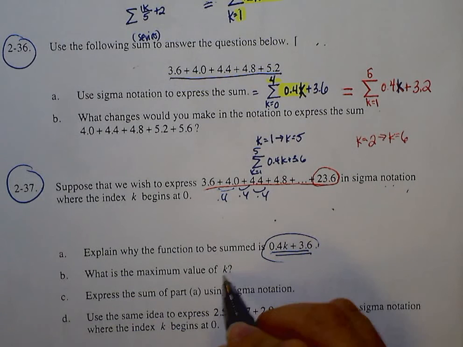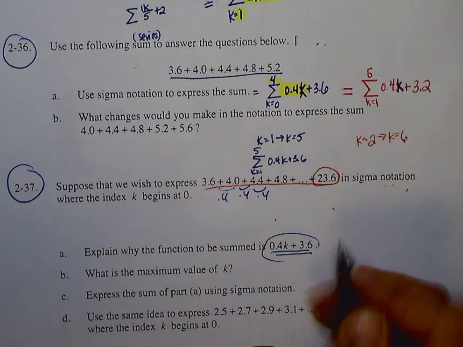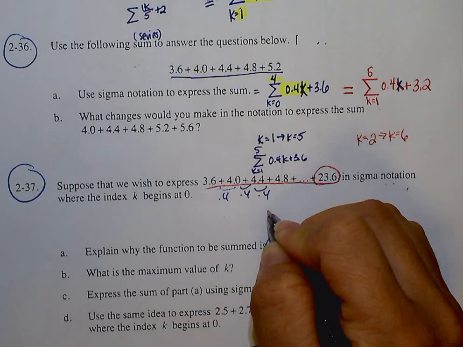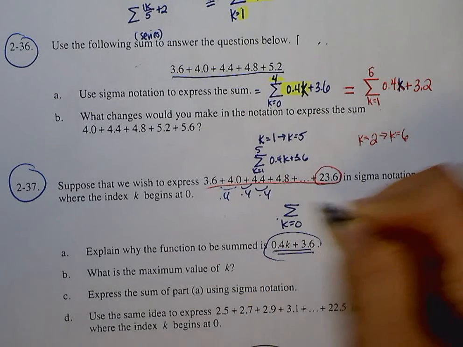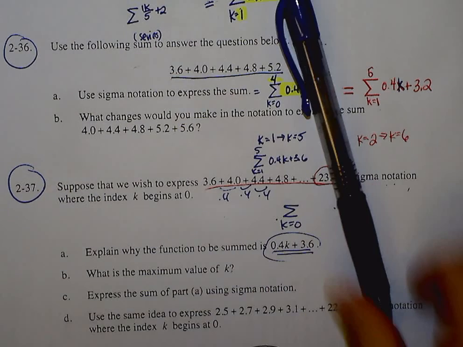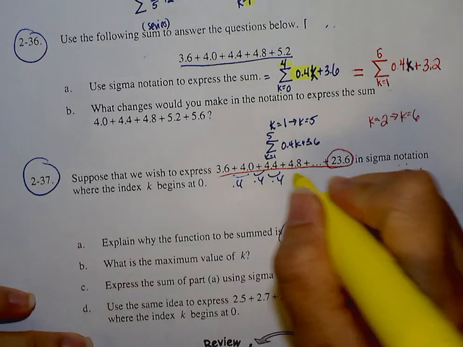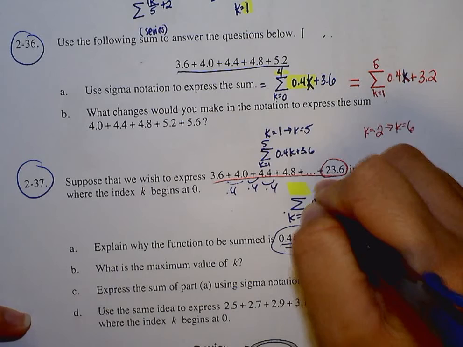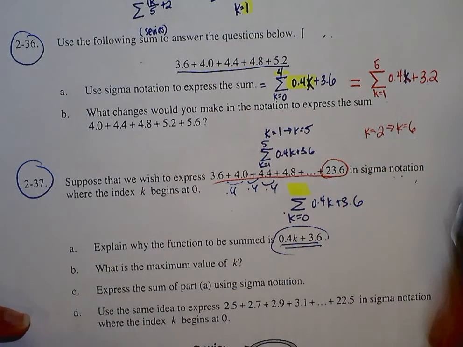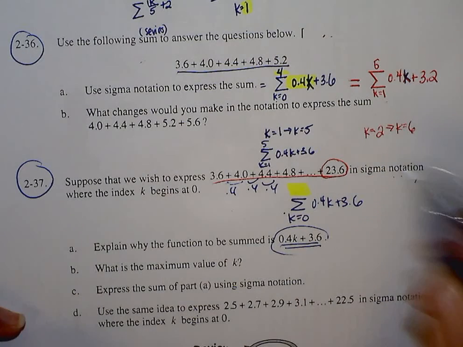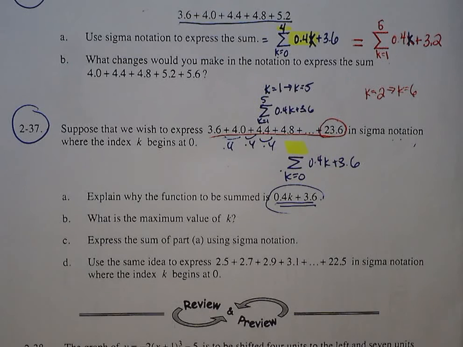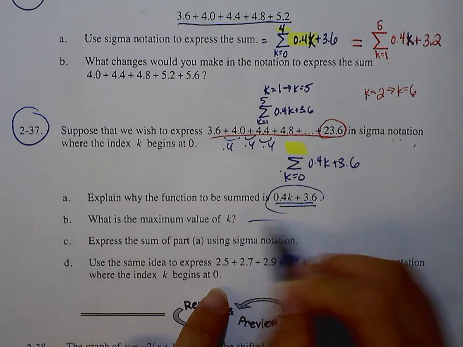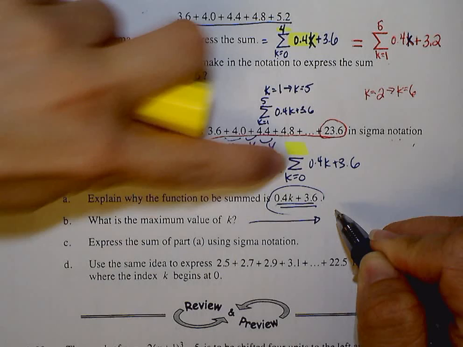What is the maximum value of k? So this is going to be starting at 0 and going to what? Well, no, we don't want that to go to 23.6. It's going to go to 24. 23.6 has a Y. How do I know what this should be? Plug it in. Plug it in where? Right, you make an equation equal. So whatever I want my last one to be.